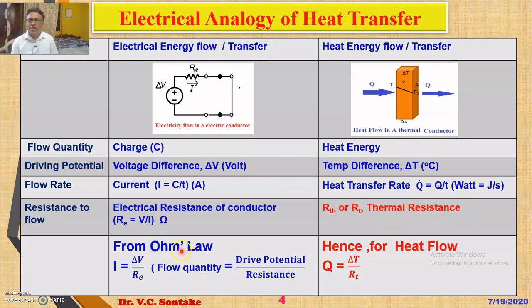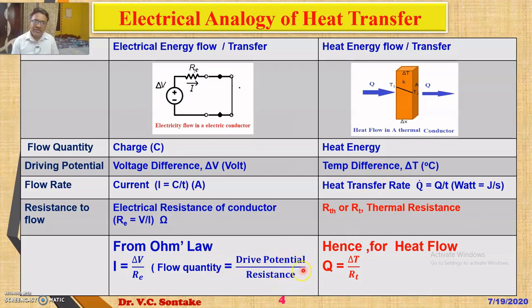Now from Ohm's law, the current is equal to delta V by Re. In case of electrical energy transfer, current is the flow quantity, delta V is the driving potential, and Re is the resistance. So let us represent this in a most generalized form. Flow quantity is equal to driving potential over resistance.